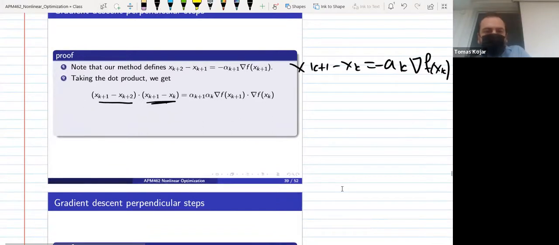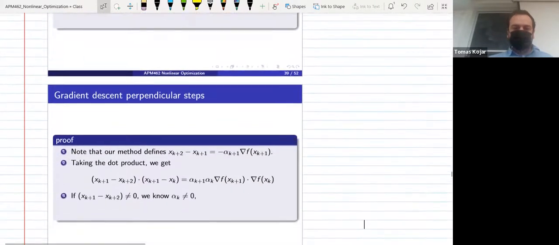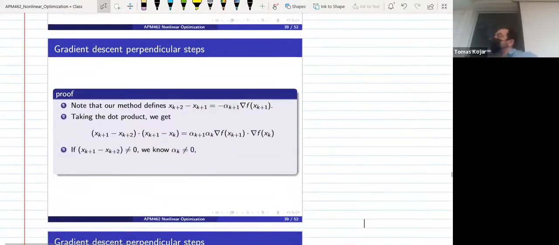Something's funny here. Why am I writing it? This is very bizarre. This should be 1 and 2. I don't know why. If the first entry is not 0, then you have that this guy is not 0, right? Because the gradient is not 0 by assumption.